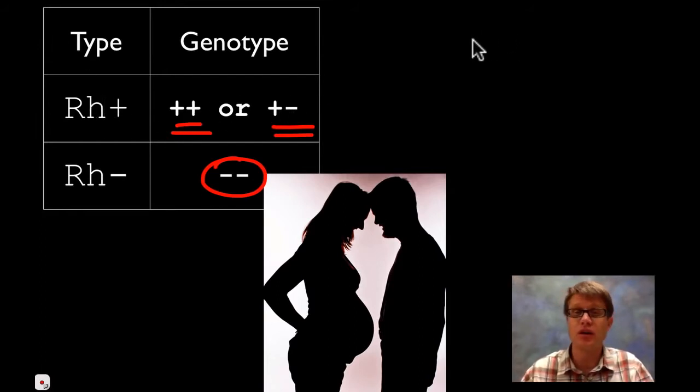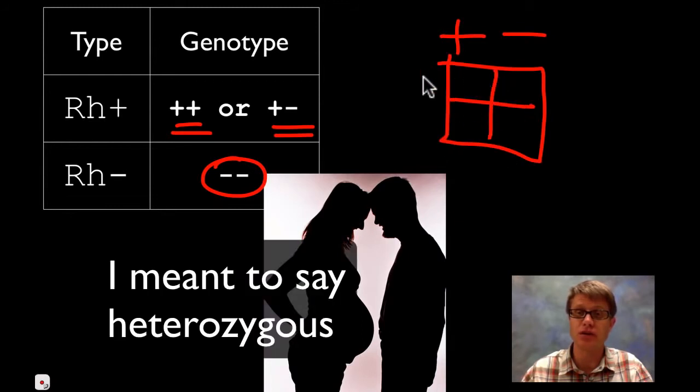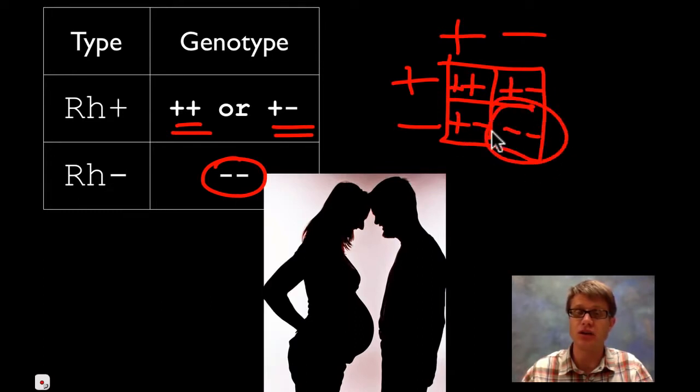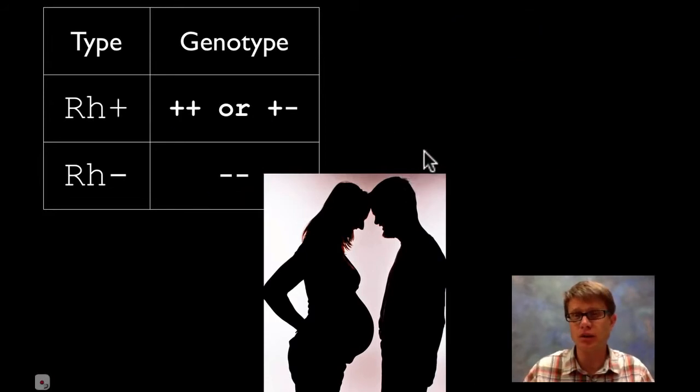And so if we have two parents who are Rh positive, is it conceivable that they could have offspring who are Rh negative? For sure. If they're both heterozygous, we could just go like this. These would be the two offspring. This one would be Rh positive, Rh positive, Rh positive, and this could be an Rh negative. And so the genetics are pretty simple, but there's something that you really want to beware of.